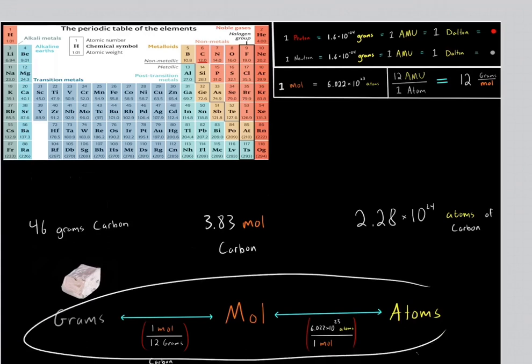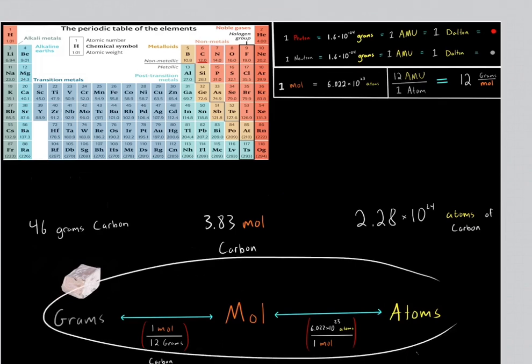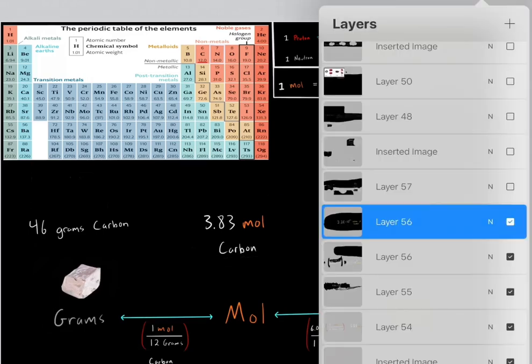So again, this is a common operation you'll do in a chemistry class, going from grams to moles and then moles to atoms. So this process you should just memorize.